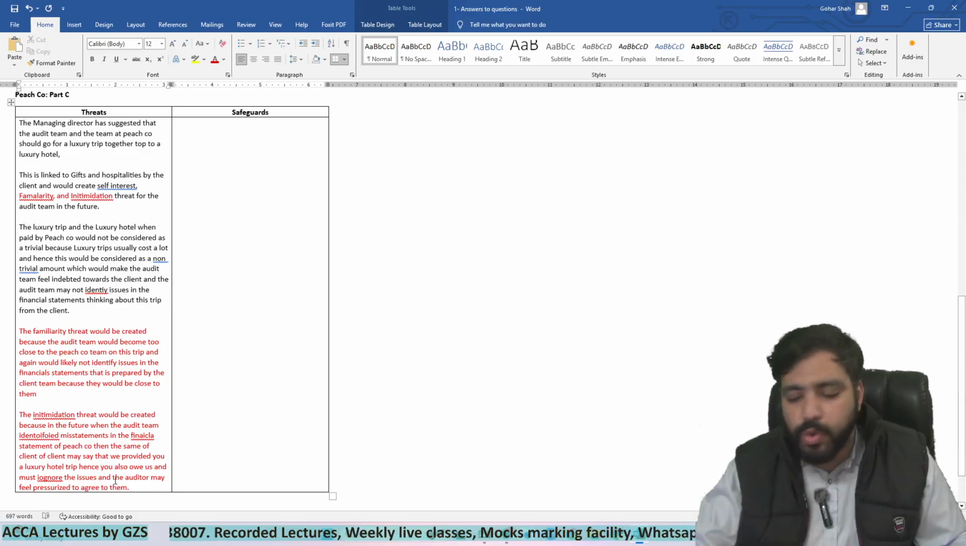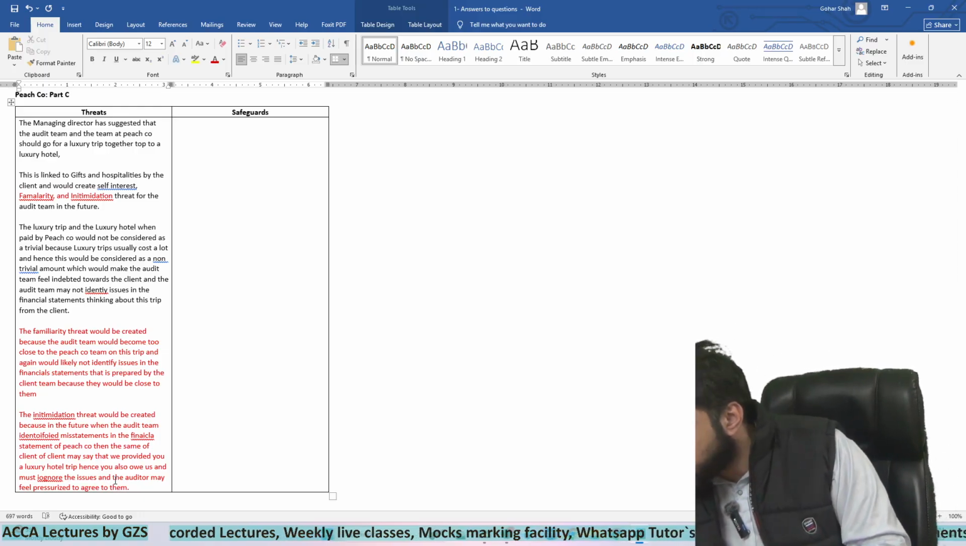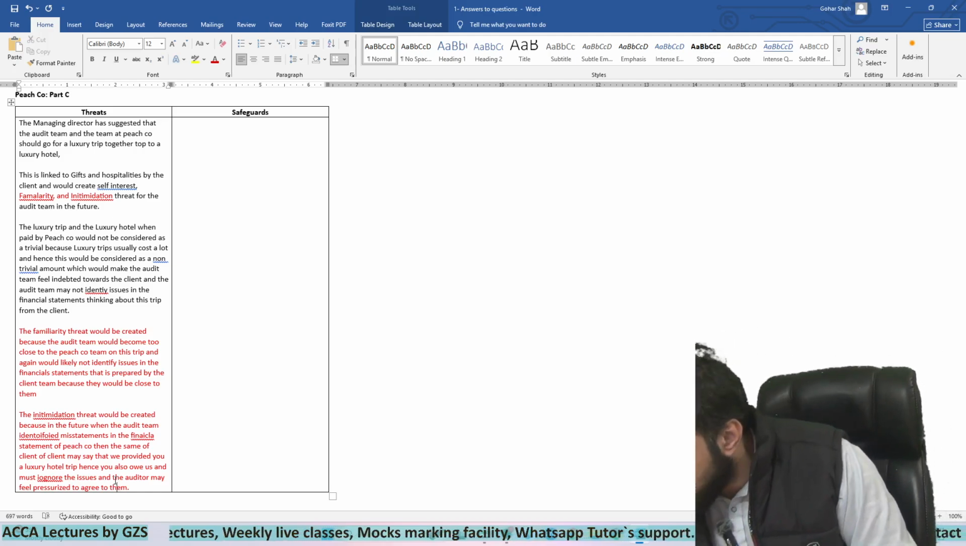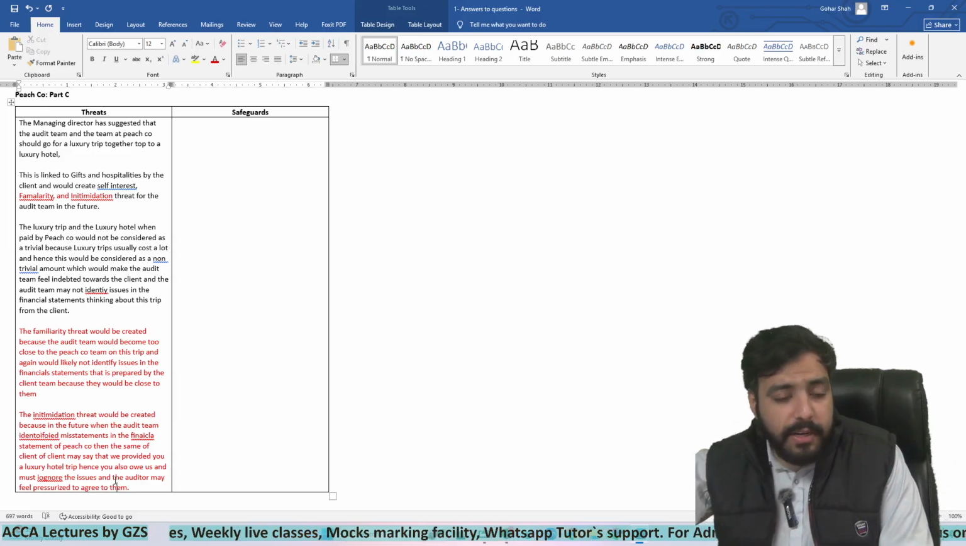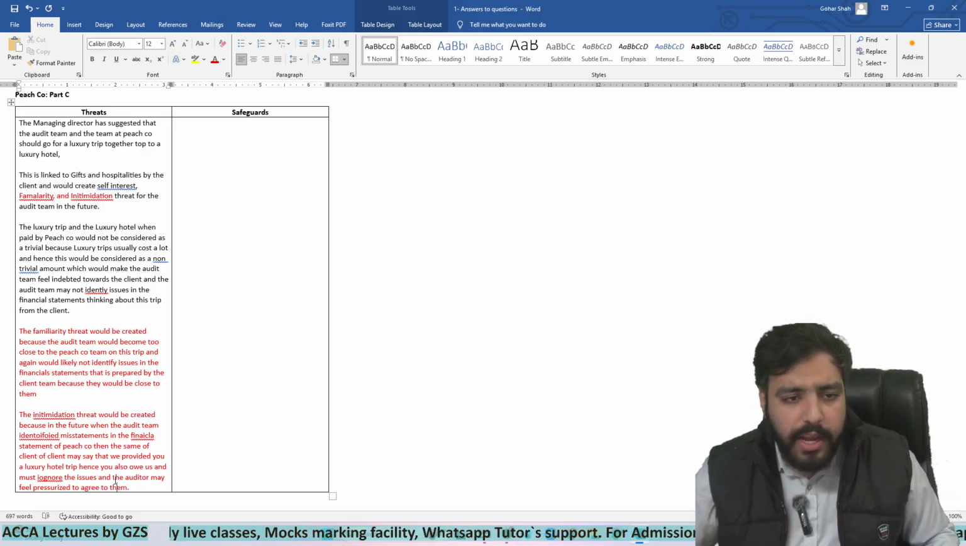Don't think that the examiner would cut your marks away. The examiner is not going to do it. Please remember that the examiner is not going to cut your marks simply for not writing things down, because the examiner is not expecting you to write down any kind of ideal answers.